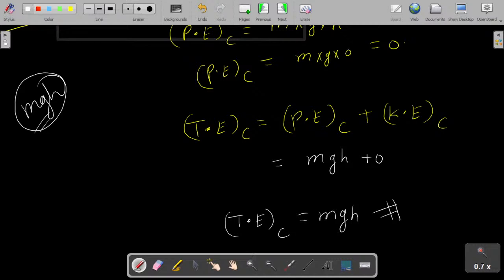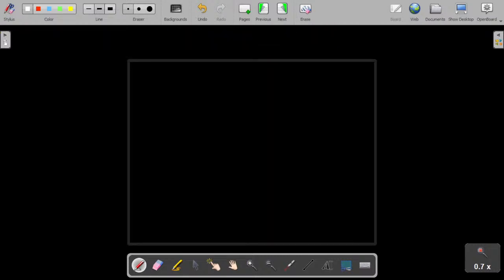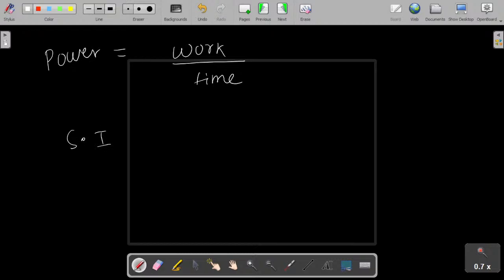Okay. Last derivation, a small one only. Write on power. Power is equal to work upon time. Its SI unit is watt, W-A-T-T. And the formula for power you write down: it's mgh upon t.